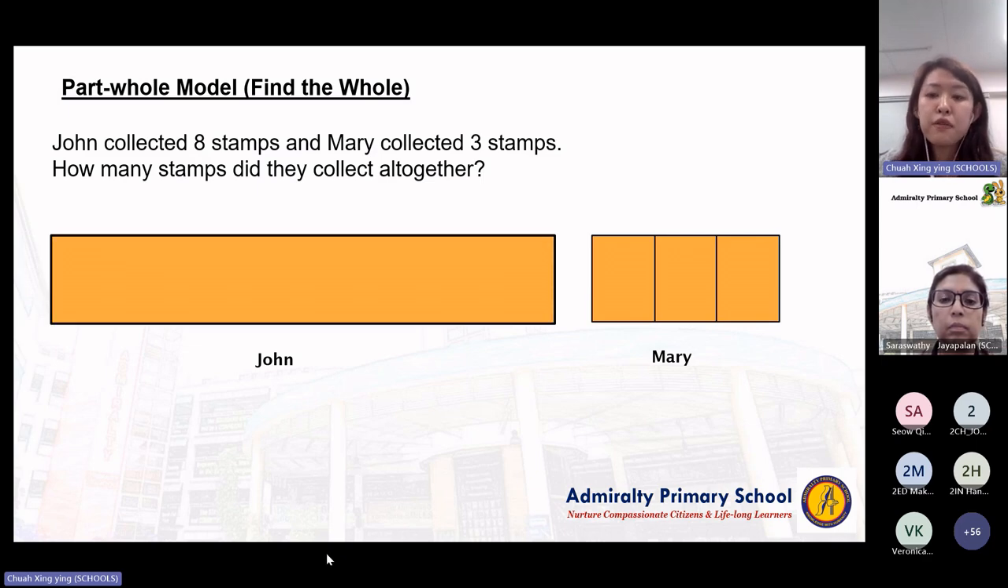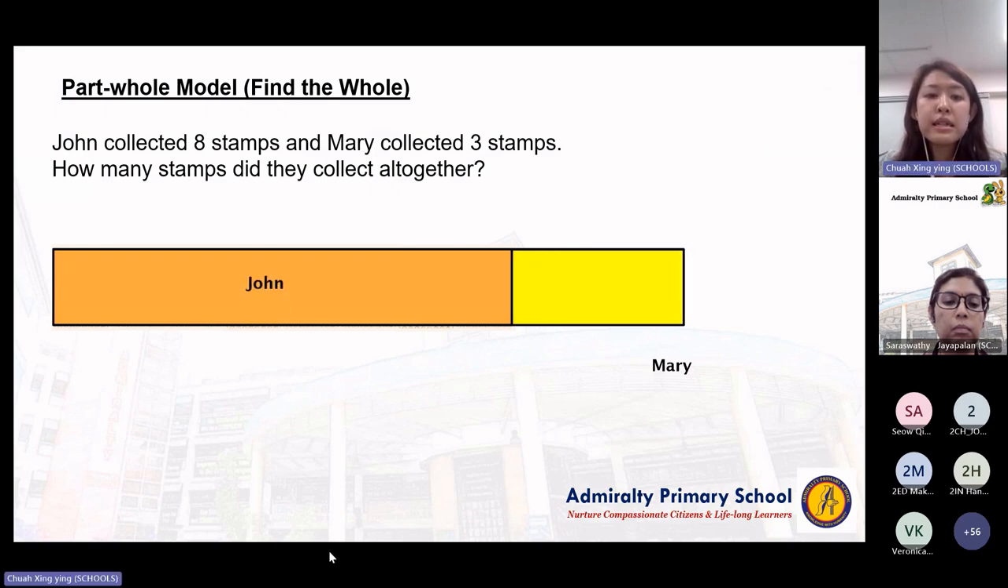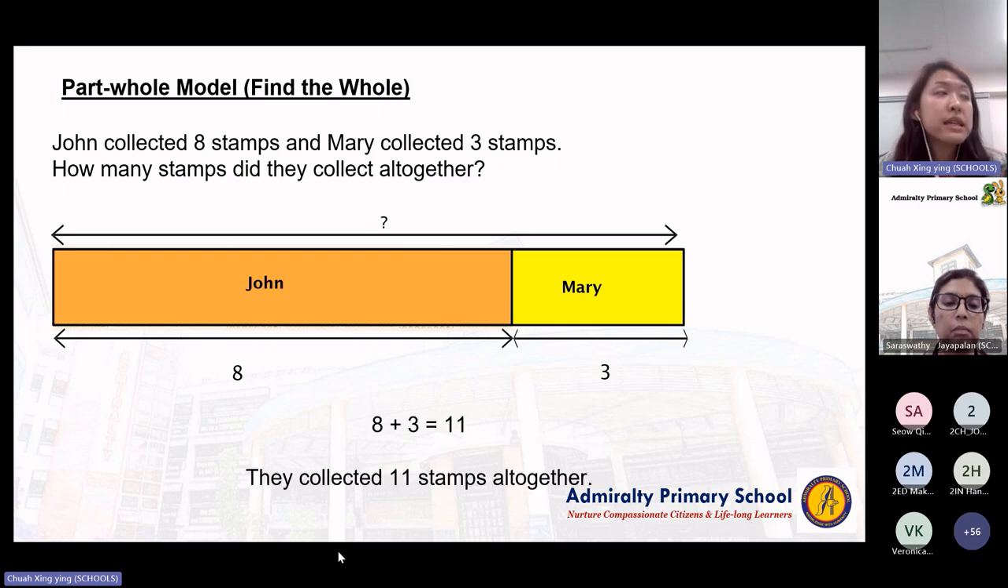Then we combine the units to form one long bar. John has a longer bar as he has 8 stamps and Mary has a shorter bar as she has 3 stamps. We have 2 parts, John and Mary. Next, we combine the 2 parts to form one whole. One whole is the total. We label the longer bar John, 8, the shorter bar Mary. John has 8, Mary has 3. What do we want to find? We put a question mark. So 8 plus 3 equals 11. They collected 11 stamps all together.